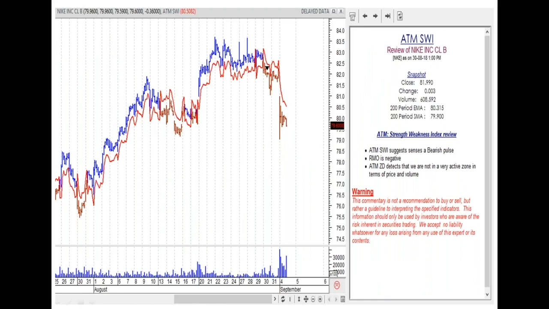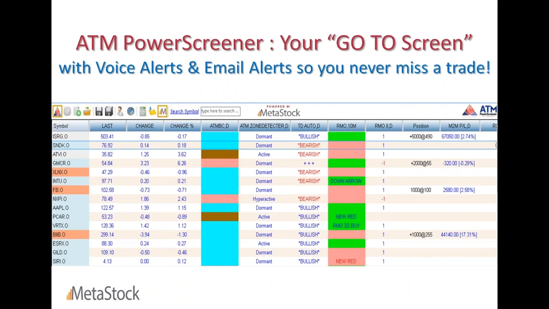That's another chart of Nike that you see. This one's on an intraday chart again. And you can see how it's fantastically helping you read volume. And notice I can put my cursor on any point and look at the commentary. And you can see the RMO is negative, the SWI is in a bearish pulse. So it's there to aid you. It's there to help you further confirm your trade setup, right?